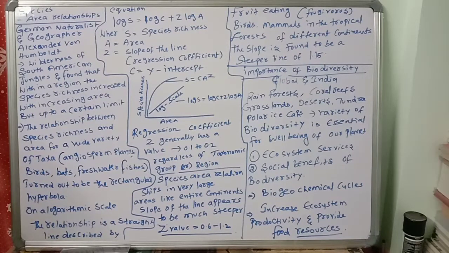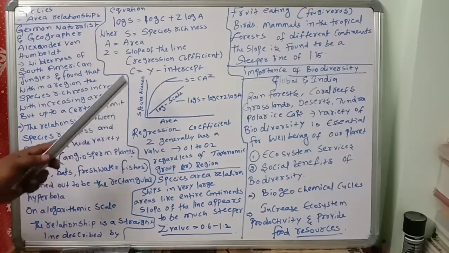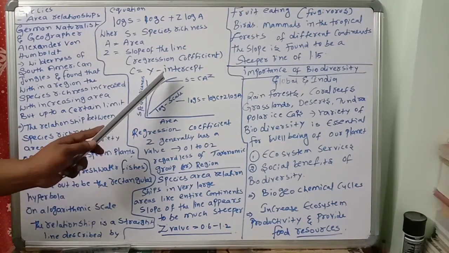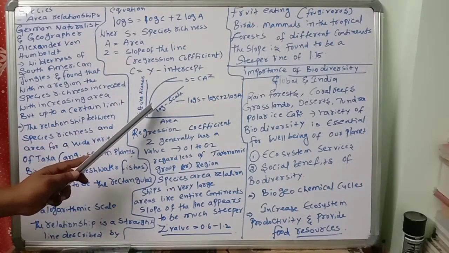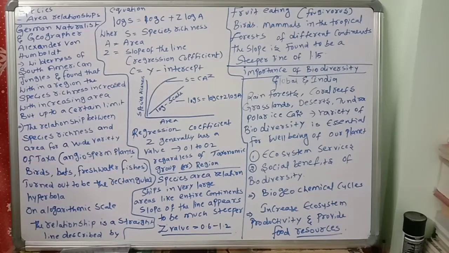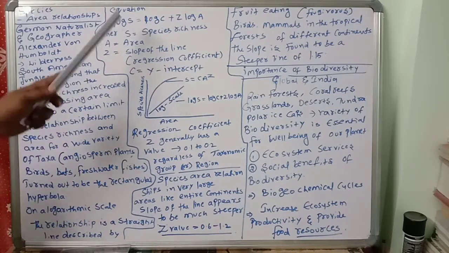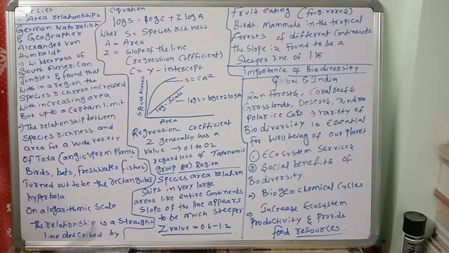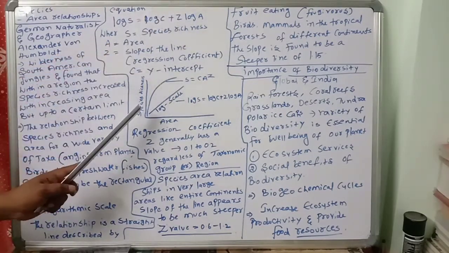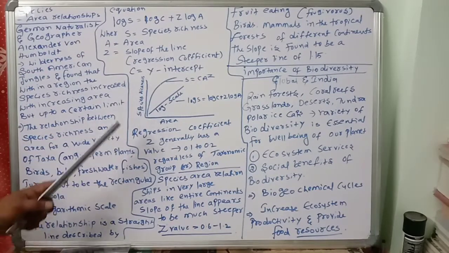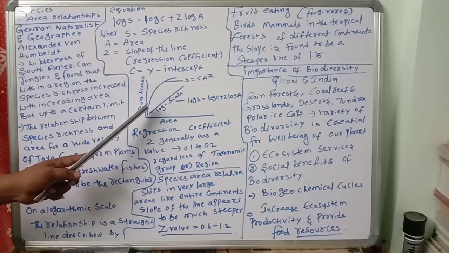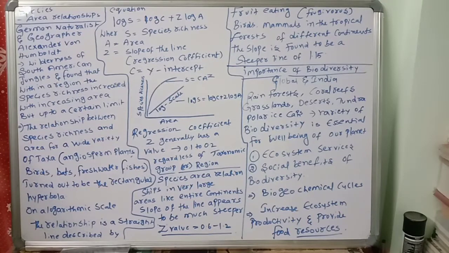So on a logarithmic scale, the relationship is a straight line described by an equation. We discussed the straight line for clarity. The equation you see: log S equals log C plus Z log A. Actually this is a curve, but from our study point of view, we use the straight line.